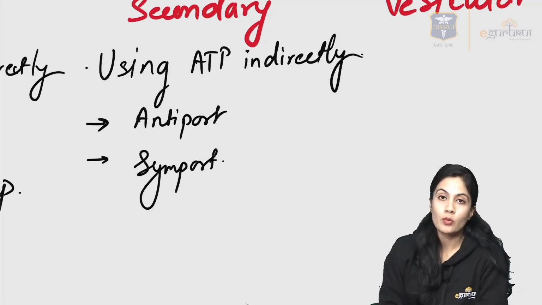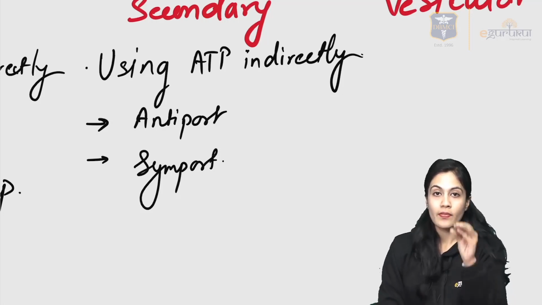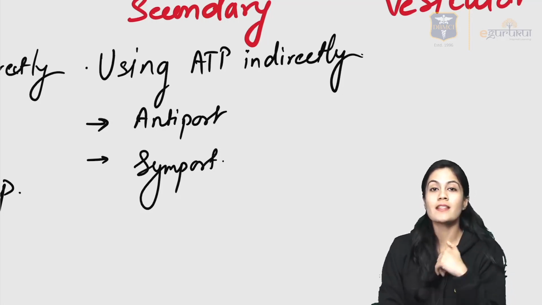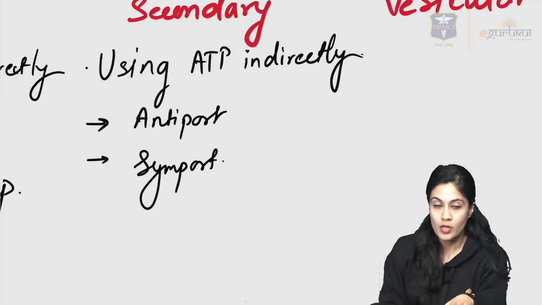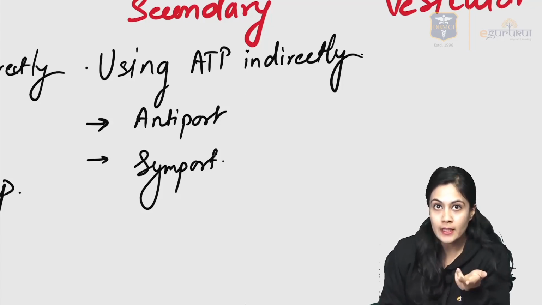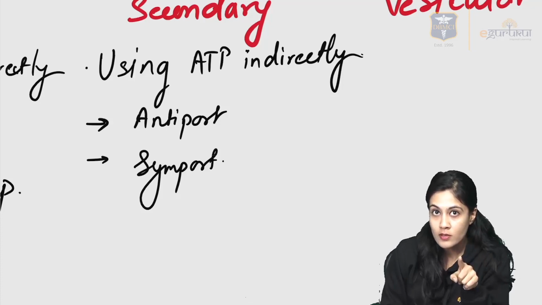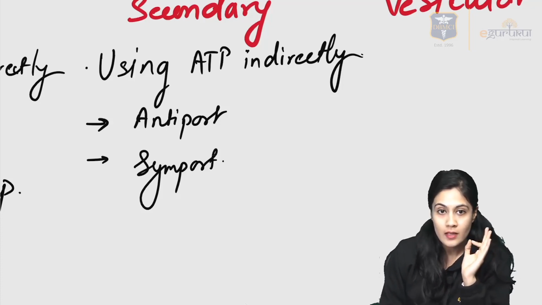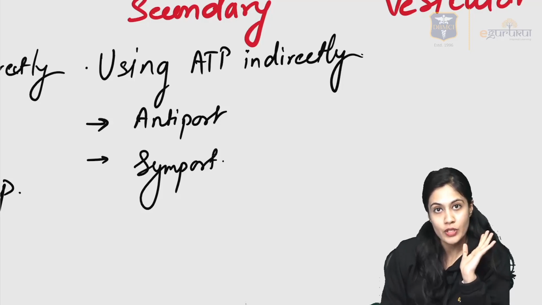Remember, what do you mean by using ATP directly? That substance which is going inside the cell is using that energy. But if some substance is going inside the cell but it is using the concentration gradient of another substance, that is known as secondary active transport, right?